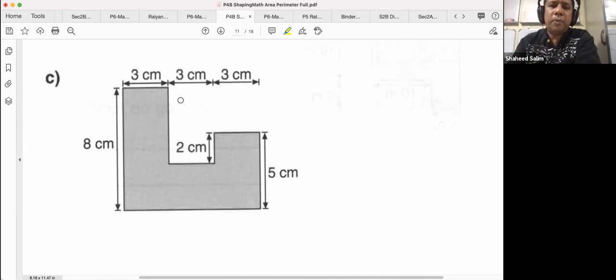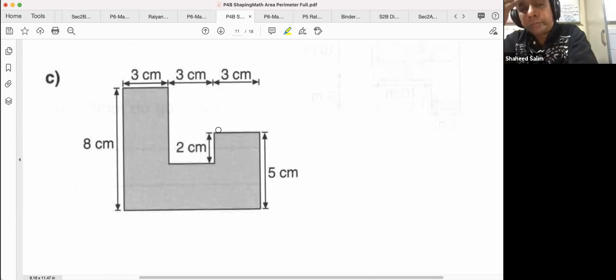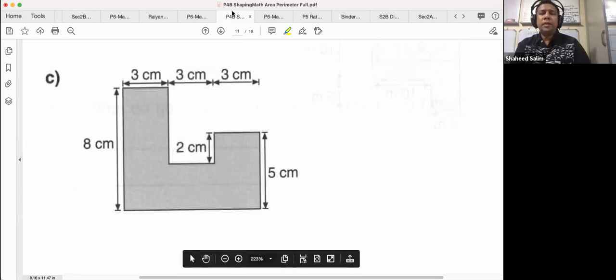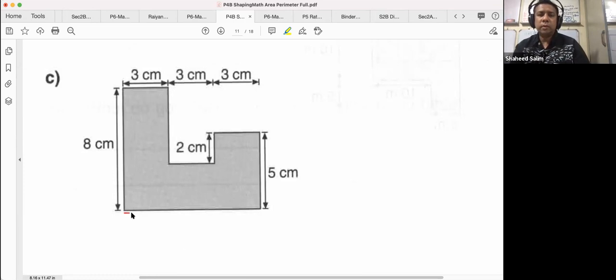You want to label on here? Can label on here, no problem. Neris, you can also write on this. Can write this, no problem. Find what is this long one. Neris, can you find what is this long one?